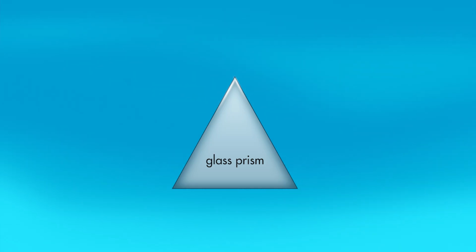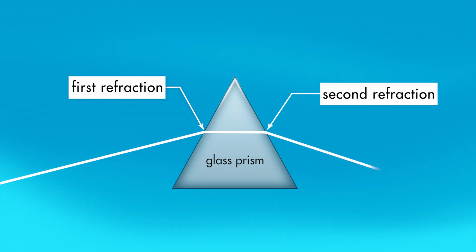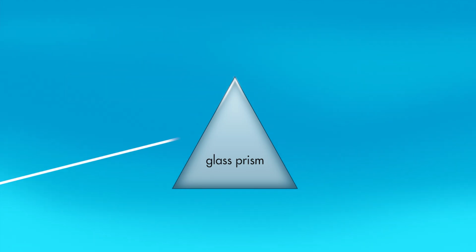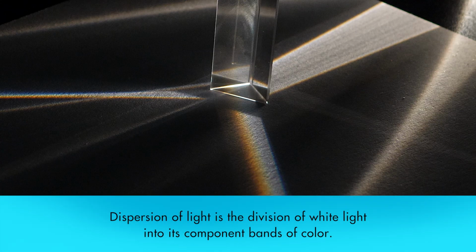The first refraction occurs when the beam of white light passes from the air into the glass of the prism. The second refraction occurs when the beam of light passes from the glass back into the air. Each time the light refracts, it changes direction. Because of the shape of the prism, each wavelength of light refracts at a slightly different angle, so the white light is divided into bands of color. The division of white light into its component bands of color is called dispersion of light.